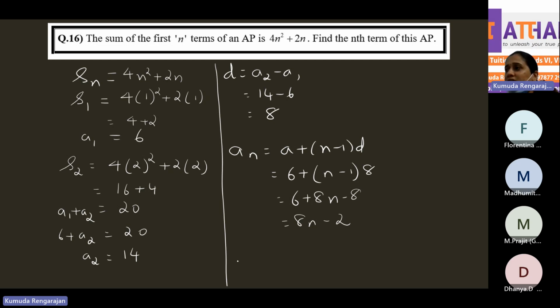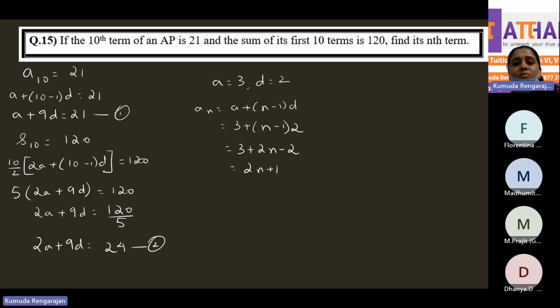So remember, to answer any question, you need the values of A and D. Without that, you cannot do anything. Otherwise, like the earlier one, you should be given two different sets of information with the help of which you can construct two equations. Sometimes you will not have A and D and you cannot find them directly. Then you can solve the two equations and find the values of A and D.